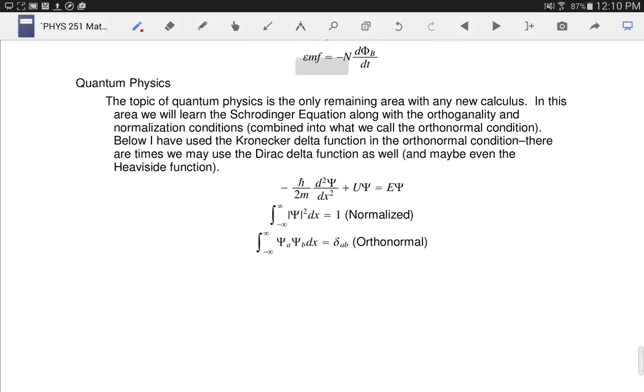In quantum physics, we have things like the time-independent Schrodinger equation. That's this here. That time-independent Schrodinger equation, once again, it's a second-order differential equation. And so we will be checking solutions. We won't be finding the solution. We'll be checking solutions. And that's actually the way we always do it.